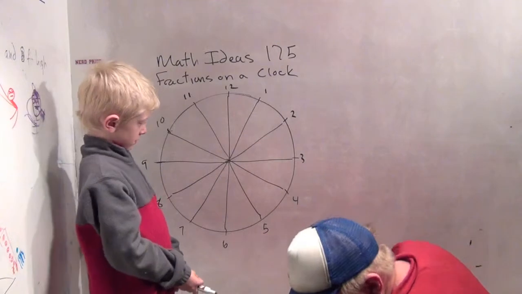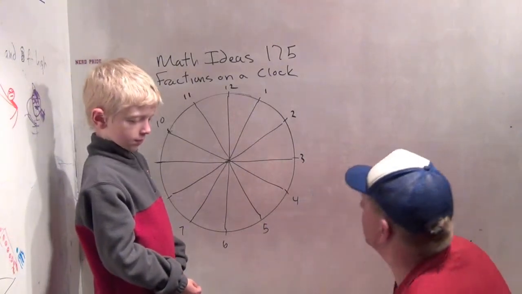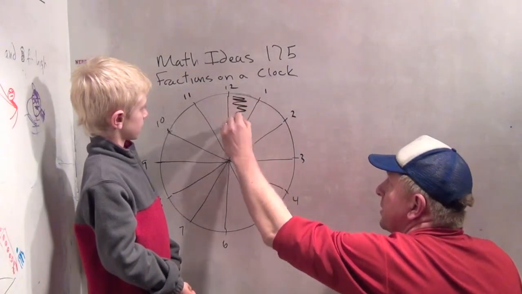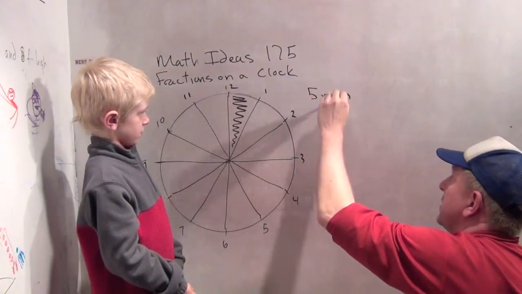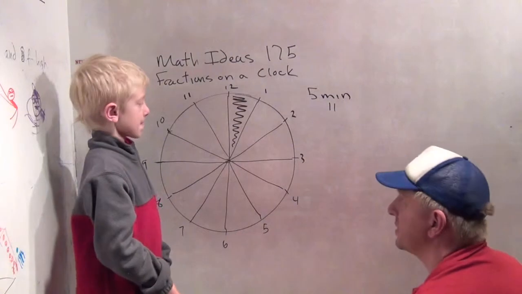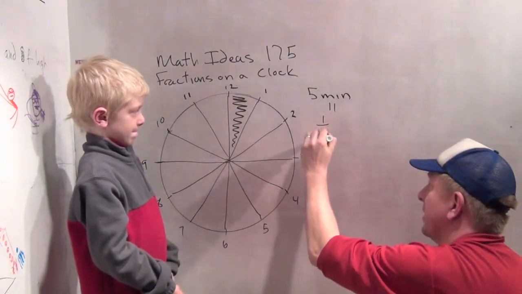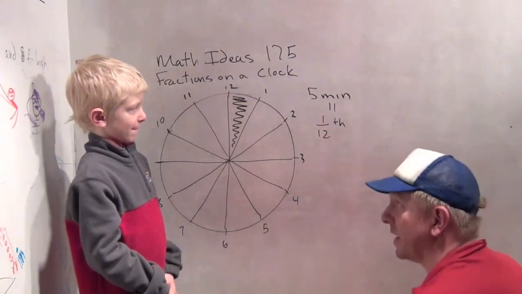So on a clock, if we just fill in this one region where the minute hand moves, 5 minutes is how much of the clock? 1/12. 1/12 of the clock. That's pretty neat.